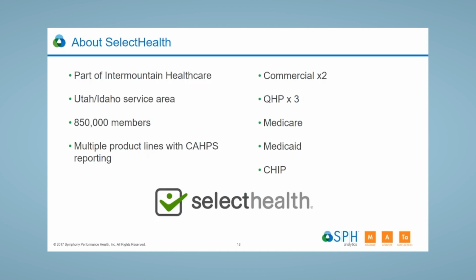Just to further delineate from Alyssa's introduction, we have 850,000 members. 40,000 of those are on the Medicare plan, 100,000 on Medicaid. We do 8 different CAHPS surveys. You can see we do two commercial surveys, one in Utah, one in Idaho. We do 3 QHP surveys, 2 in Utah, 1 in Idaho, 1 Medicare survey that covers both Utah and Idaho, a Medicaid and a CHIP survey in Utah. So we have lots of different populations to focus on. Next slide.